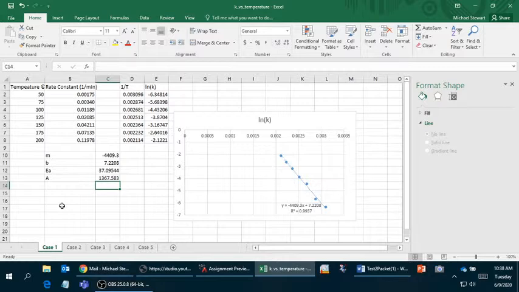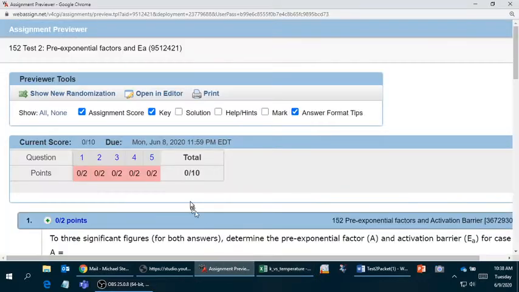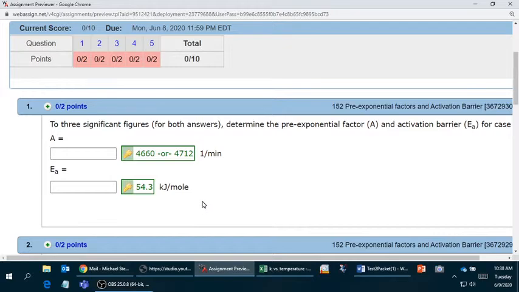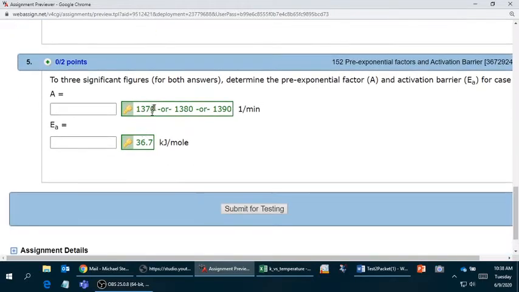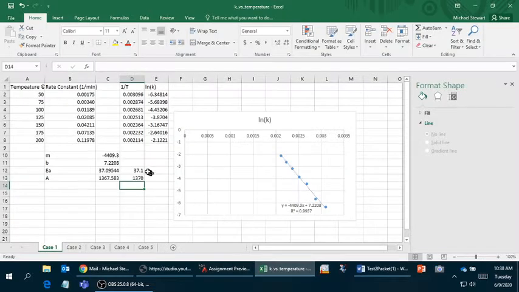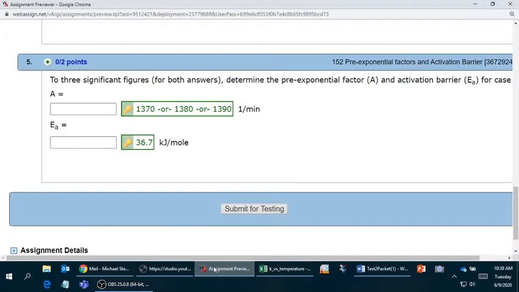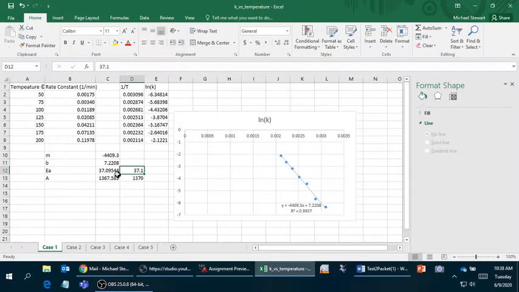Now again, you're going to have to go to 3 significant figures. So when we do it with this one, we get 37.1 for the activation barrier, kilojoules per mole. For the pre-exponential, 1370. So if we go to the assignment itself, you see that? Case 1 is the last one. So we have 1370 as the answer and 36.7 is the activation barrier.